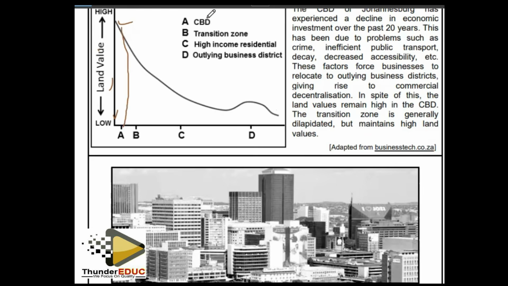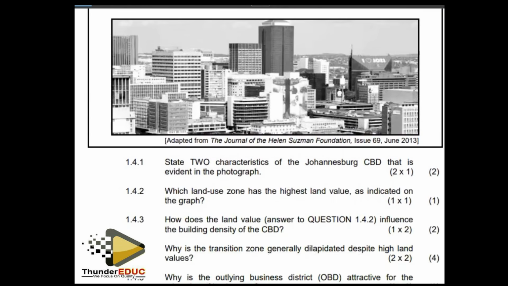And what does A stand for? A stands for the CBD. Therefore, the answer to 1.4.2 is CBD. That is the land use zone, which is A according to the graph.